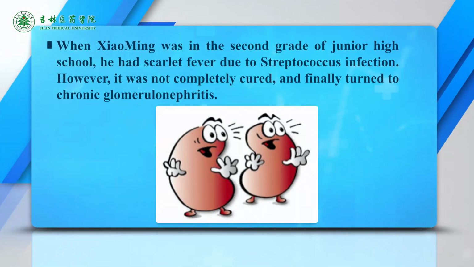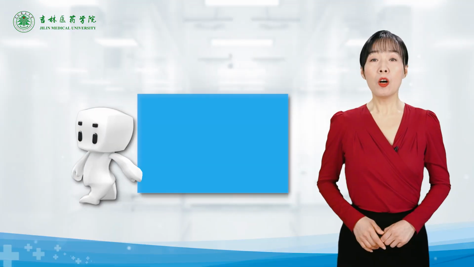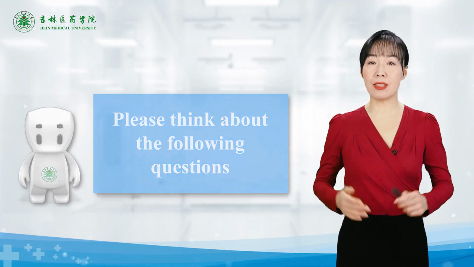Now let's look at a clinical case. Wang Xiaoming was in the second grade of junior high school. He had scarlet fever due to streptococcus infection. However, it was not completely cured and finally turned to chronic glomerular nephritis. Please think about the following questions.